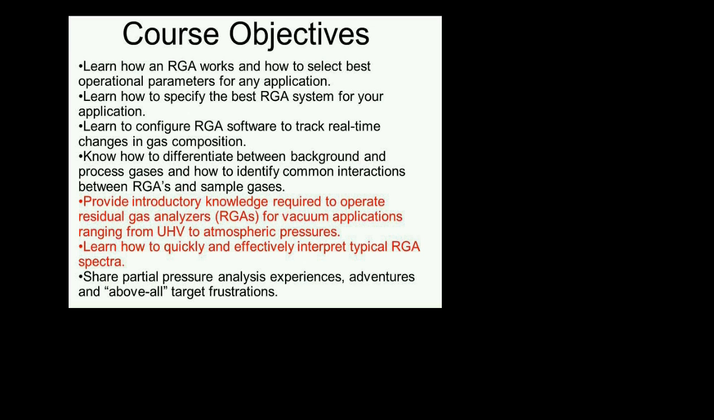We're going to learn how to differentiate between background and process gases and how to differentiate common interactions between RGAs and sample gases. Then we're going to provide an introductory section on what is required to operate residual gas analyzers for vacuum applications ranging anywhere from ultra-high vacuum to atmospheric pressures. And that is going to be a section where we're going to essentially go through all the different sampling systems that are out there. Then we're going to learn how to quickly and effectively interpret typical RGA spectra. I'm sure a lot of you will be interested in that.